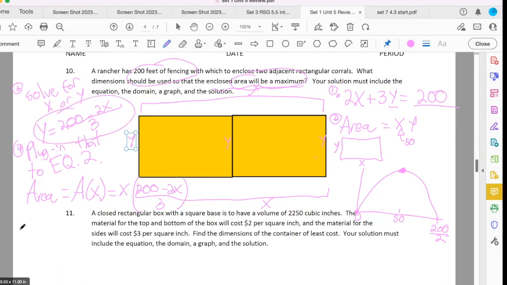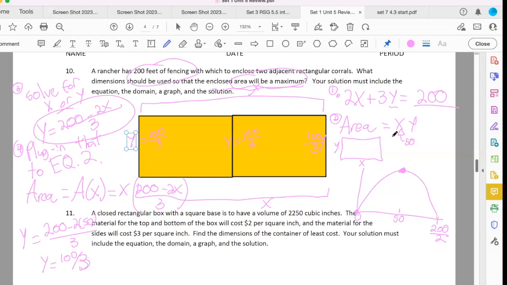You could say that, you know, y is going to be 200 minus 2 times 50 over 3. So your y coordinate is going to be 100 over 3. And so why does that help us? It helps us because we know that this middle width height is going to be 100 over 3. This is 100 over 3. This is 100 over 3.